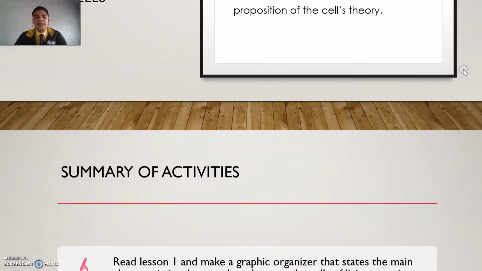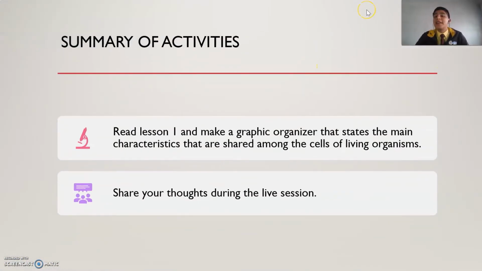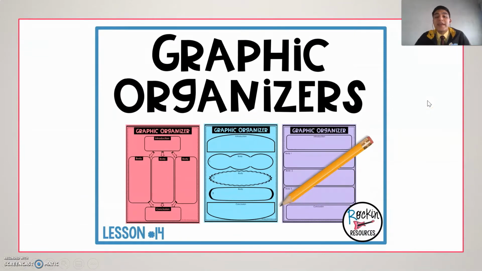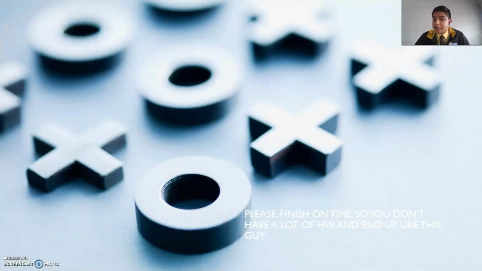Alright, so let's continue. And here you have a summary of the activities that you need to complete. So first of all, you need to read lesson number 1 and make a graphic organizer that states the main characteristics that are shared among the cells of living organisms. And then you are going to share your thoughts during the live session. And here you have an example of the graphic organizer. So remember that you need to compare the main characteristics that cells share among different organisms, right? Then let's continue. And please make sure to finish on time so you don't have a lot of homework and end up like this guy right here.